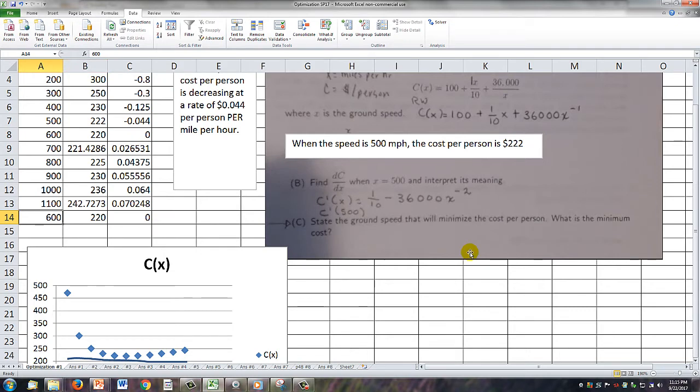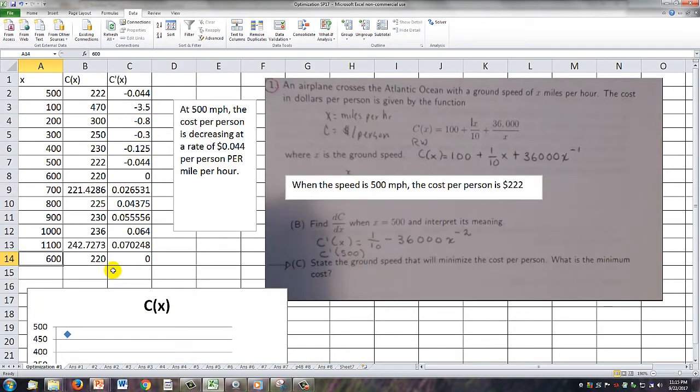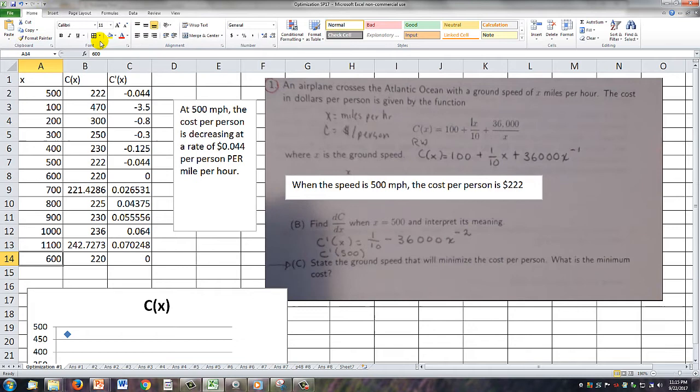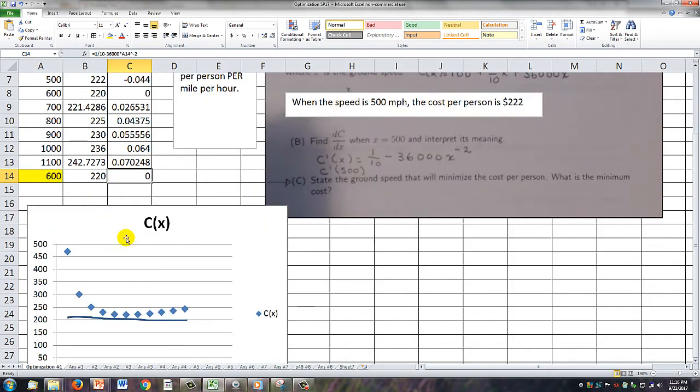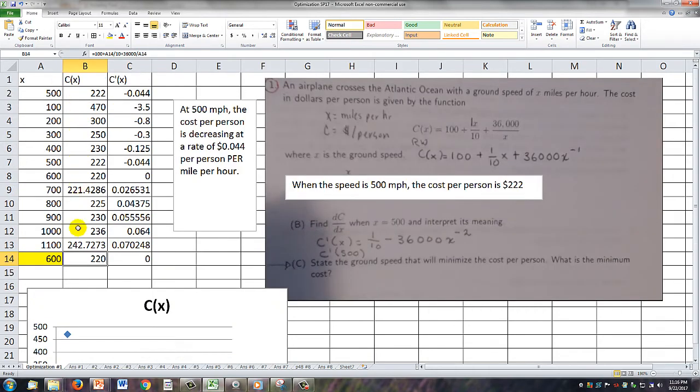Okay, so let's talk about the interpretation. It says state the ground speed that'll minimize the cost per person. This x is the ground speed. So the answer to the ground speed that's minimizing the cost per person is 600 miles per hour. And then what is the minimum cost? It's not the derivative. The derivative gives you the slope of the tangent line. So the original function gives you the minimum cost per person, which is $220.